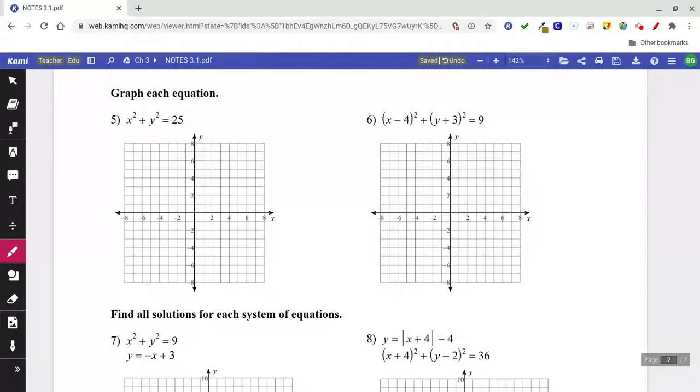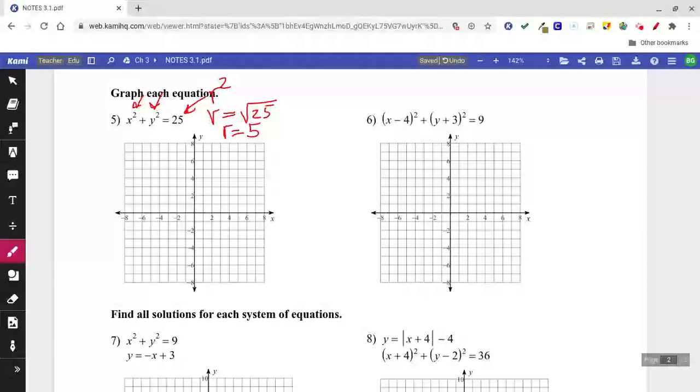All right, 5 and 6. Here's where the fun starts. You get a new type of equation. Problems number 5 and 6 are circles, and you're going to recognize that when you see the x squared and y squared both at the same time. That's going to be a circle. So this number right here is going to give you the radius squared. In order to find the radius of the circle, you take the square root of that number. In this case, the radius is 5.